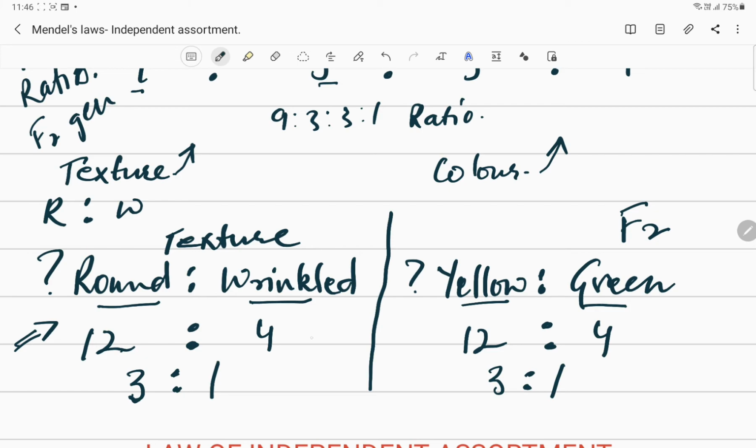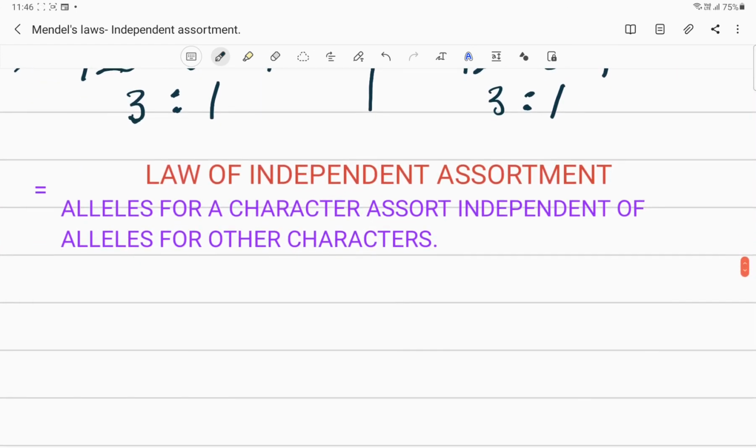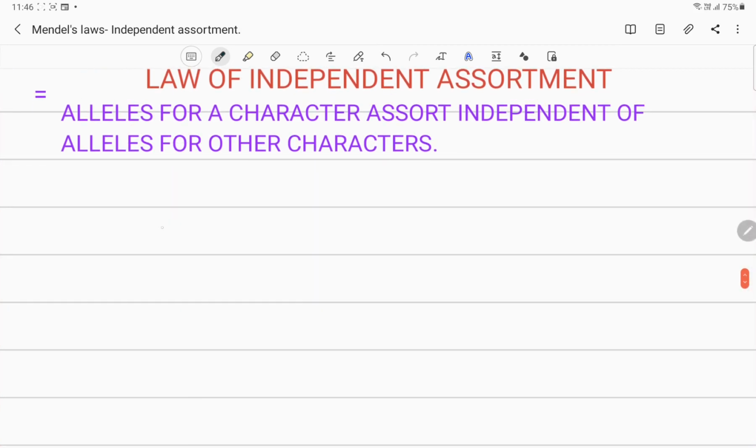that the allelic pair for two different characteristics separate from each other during gamete formation independent of each other. They do not alter the separation of the genes that are controlling the traits for a different character. What do I mean by that is, let me just write it down here. So we had RRYY as the parents and RRYY.